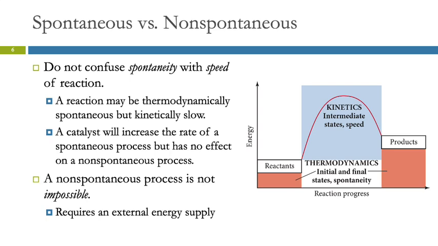It's important to understand the difference between spontaneity and speed of reaction. A spontaneous reaction can be incredibly slow. So it does not mean that it is fast. So it might be thermodynamically spontaneous, but very slow. Well, what can you do about that? You could use a catalyst to increase the rate. A catalyst will have no effect on a non-spontaneous reaction.